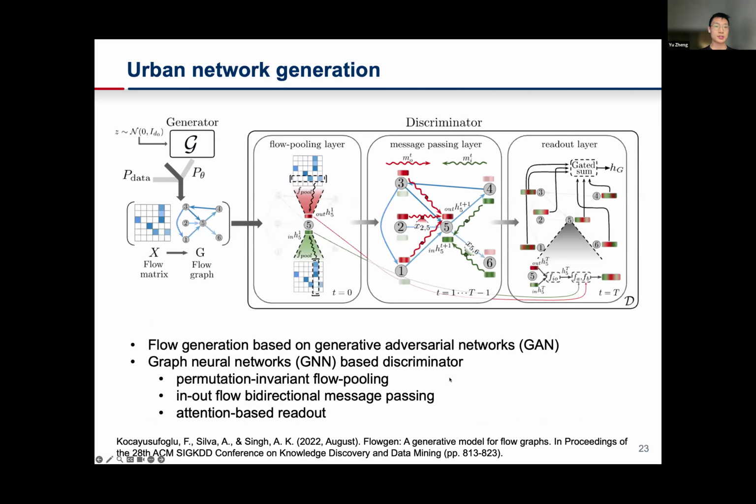And for the generation, the very first work is this FlowGen method, which utilizes generative adversarial networks, or GAN, to generate this flow. So it has graph neural networks as the discriminator, which consists of three parts: the first one is permutation invariant flow pooling, and the second is in-out flow bidirectional node message passing. And the last one is attention-based readout to first generate the adjacency matrix, then generate the specific value of this OD flow.